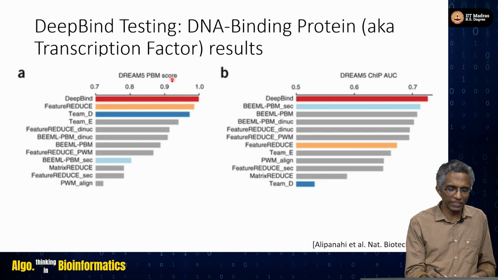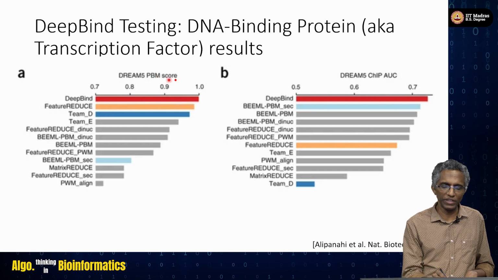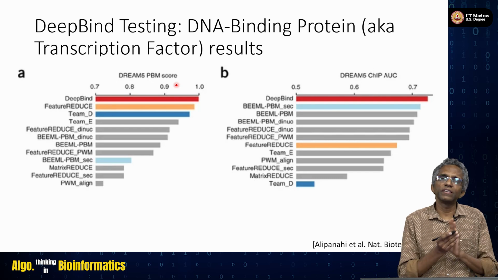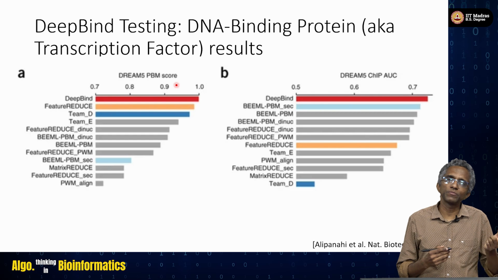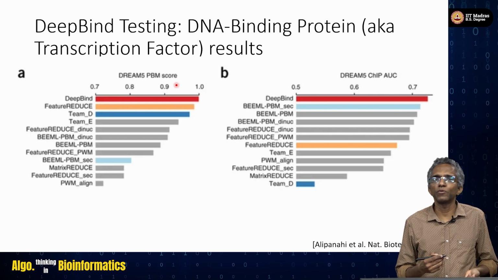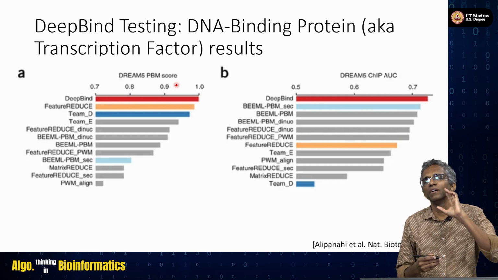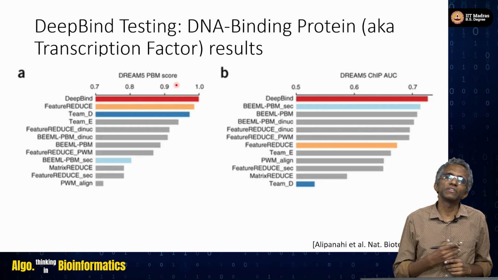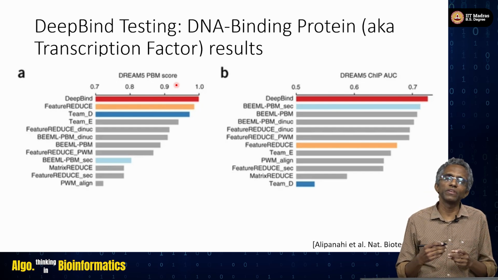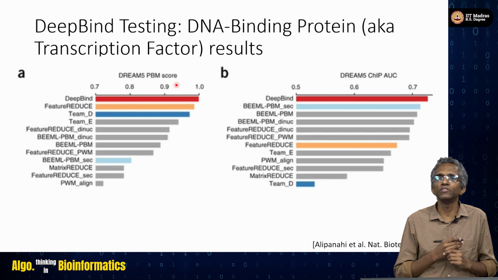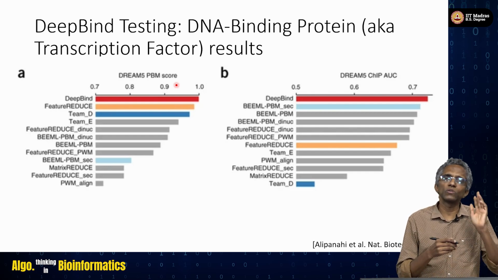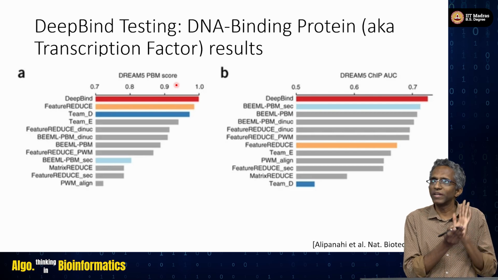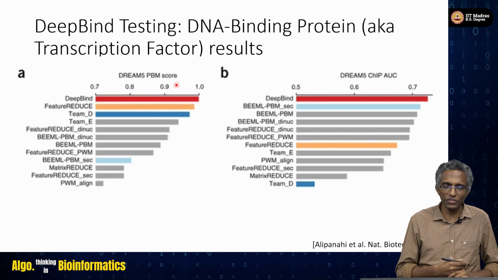Here it is showing a PBM dataset, protein binding microarray dataset. The score here is basically an average across about 66 transcription factors. For some transcription factors you have binding strength, so it is a regression problem. For some you have 0 or 1 status, so it is a classification problem. For classification, the accuracy measure used is the AUC, area under the curve, and for regression, you look at the correlation between the actual and predicted values.